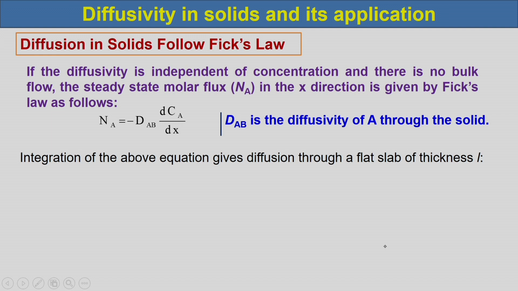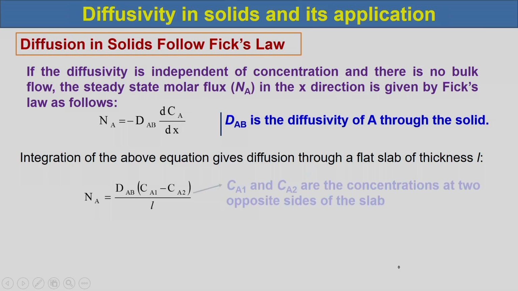Now, integration of this equation gives diffusion through a flat slab of thickness L. So, if we integrate this with a thickness of the slab of solid materials L, we can write Na would be equal to DAB (Ca1 minus Ca2) divided by L. Here Ca1 and Ca2 are the concentrations at two opposite sides of the slab.